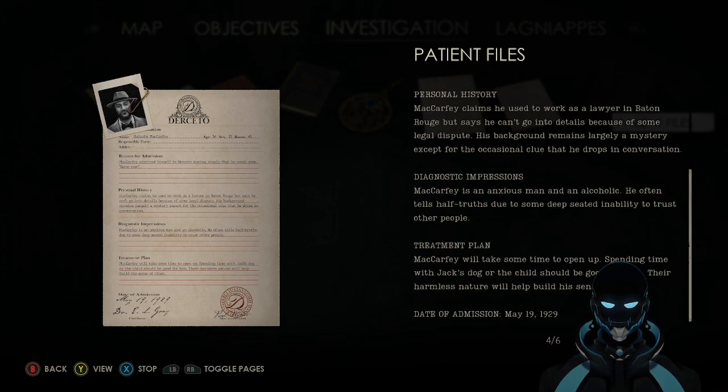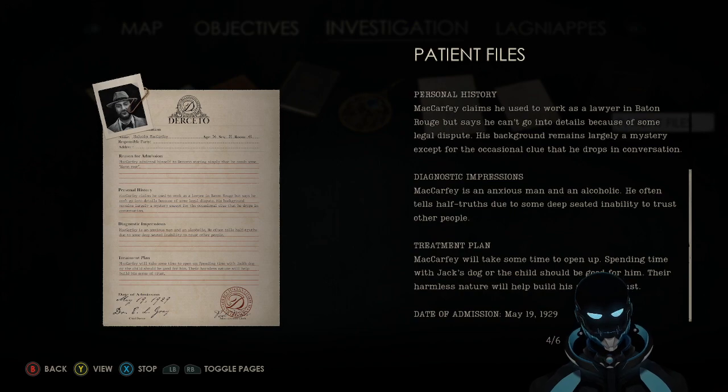Huh. And diagnostic impressions? McCarthy is an anxious man and an alcoholic. He often tells half-truths due to some deep-seated inability to trust other people. And I get it. How will you treat that? McCarthy will take some time to open up. Spending time with Jack's dog or the child should be good for him. Their harmless nature will help build his sense of trust. Thank you, Doctor.